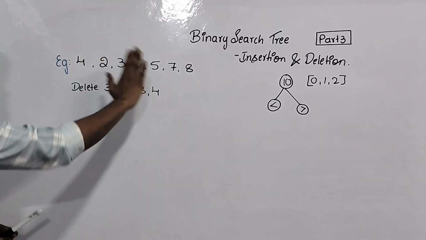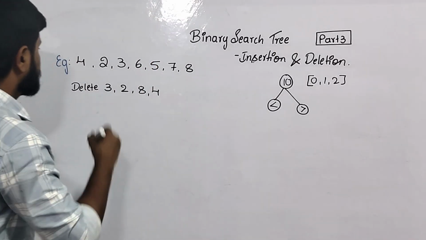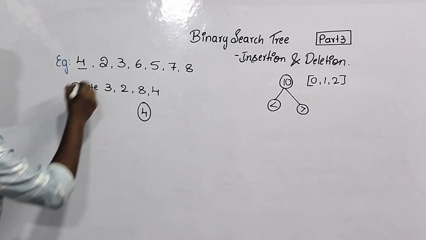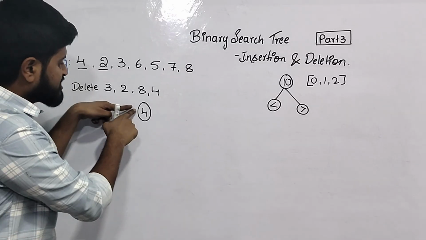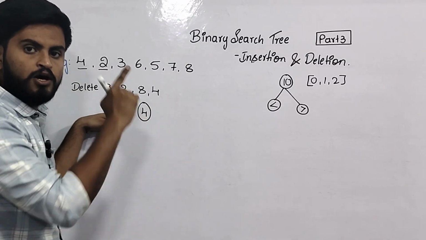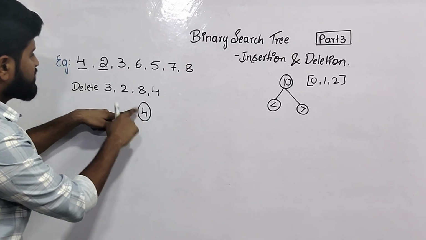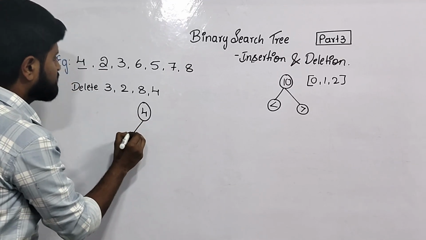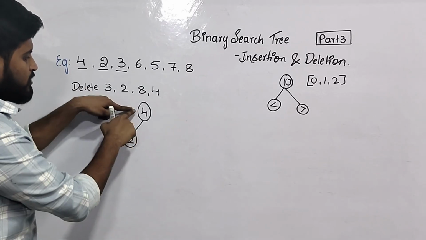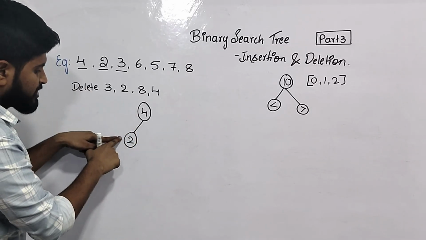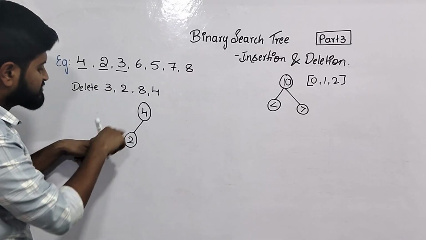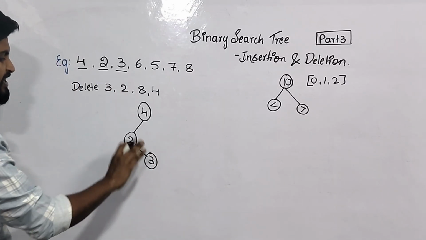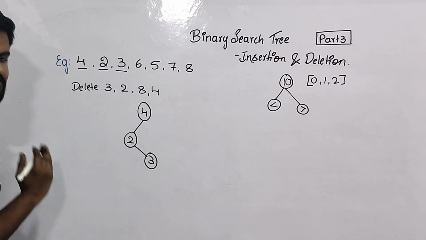Now let's insert the values given in the problem. First one is 4, so 4 will become the root node. Next is 2. We start the comparison from the root node itself. 2 is less than 4, and less than means left side. Next is 3. 3 is less than 4, so it will come to the left side. But 3 is greater than 2, so it will move to the right side. Greater means right side, lesser means left side.